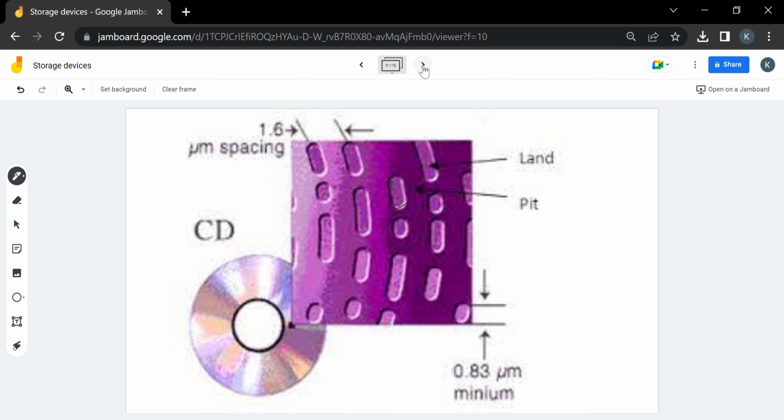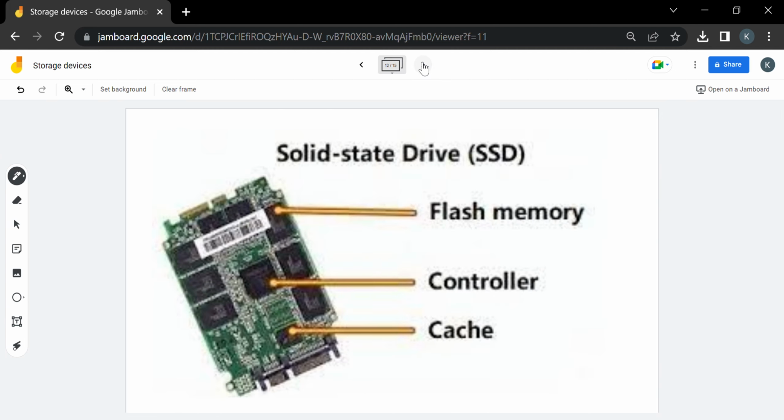Now we are talking about CDs. A CD is basically made up of lands and bits. Wherever the data is being stored, that is known as your lands and then your bits. Okay, then we have the solid state drive. Here you can see different things. One is known as your cache, a small memory. Then we have different controllers and a flash memory.